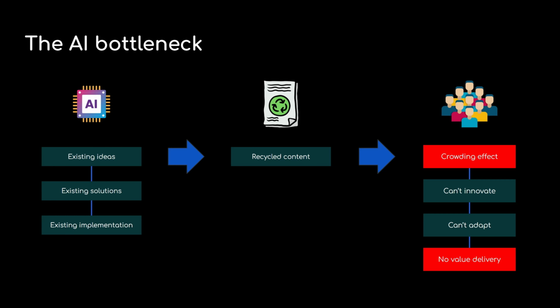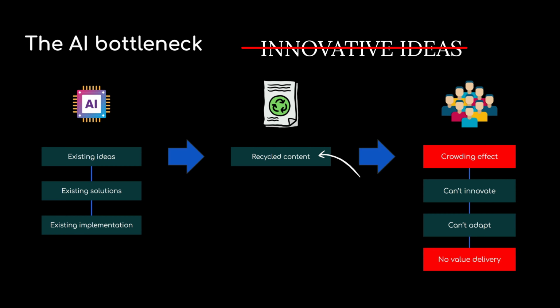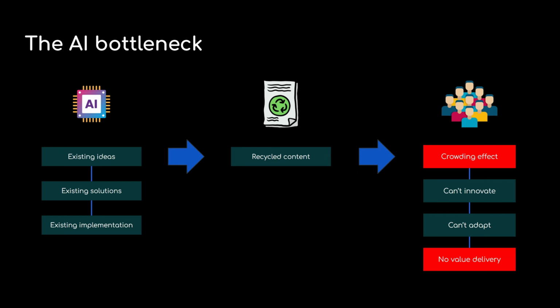We're at the start of AI, and we're facing a huge bottleneck. AI models are trained with existing ideas, existing solutions, and existing implementations. So when we ask it a question, the answer that it gives us is mostly going to be from what it was trained on instead of new, innovative ideas. This leads to several problems.